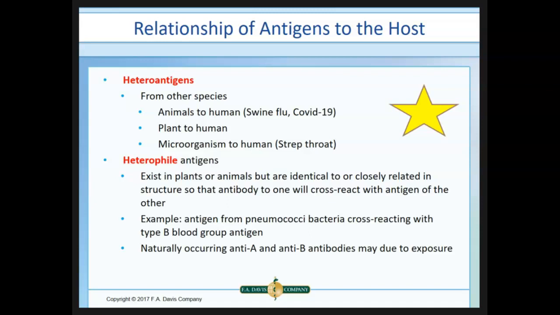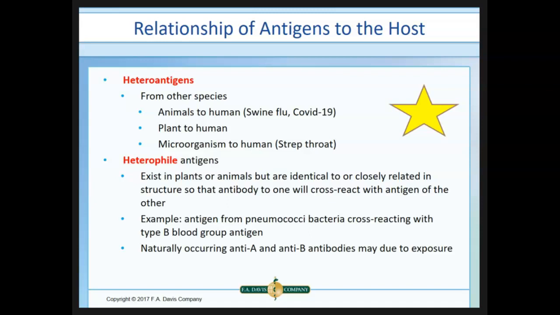Heteroantigens are antigens from other species. For example, if a flu virus goes from an animal to a human, that is a different species. It's a heteroantigen. An example of that would be the swine flu or COVID-19. We know that swine flu jumped from a pig to a human, and COVID-19 is believed to have jumped from a civet cat to humans. Heteroantigens can go further, like from plant to human or from microorganism to human. So the bacteria causing strep throat, introduced to our body, is an example of a heteroantigen.